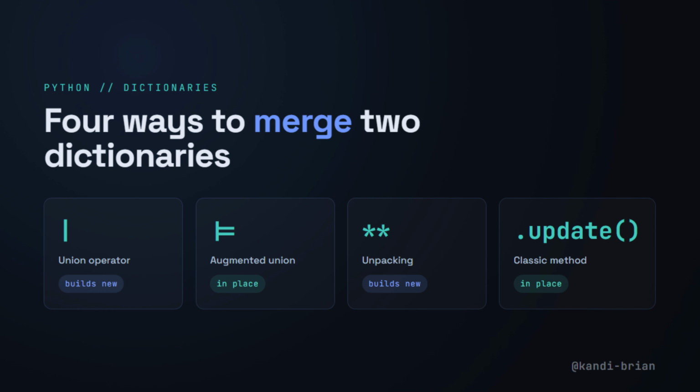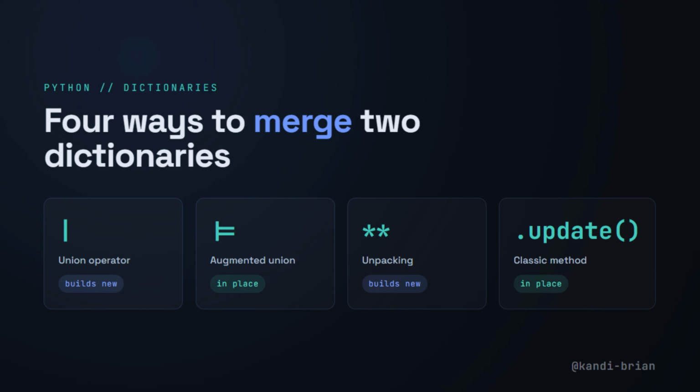You've got two dictionaries, let's say, and you need one. Maybe it's a default config and a user override. Maybe it's two API responses. The way you'd reach for this still says a lot about which era of Python you learned. So in this video, let's go through 4 ways to merge. Not all of them right.